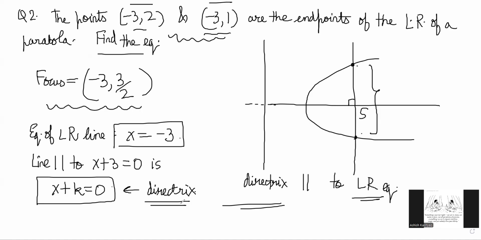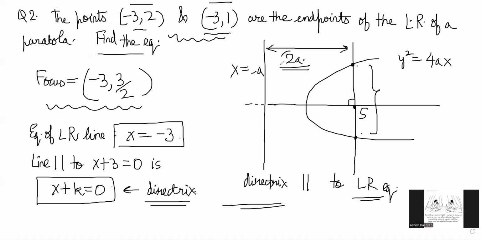So if you think about it, in a standard parabola, y square is equal to 4ax. What was the distance between this line and this line? The directrix and the latus rectum. You should realize that this was x is equal to -a. So this distance was 2a. So 2a is the distance from the equation of the directrix to the equation of the latus rectum.